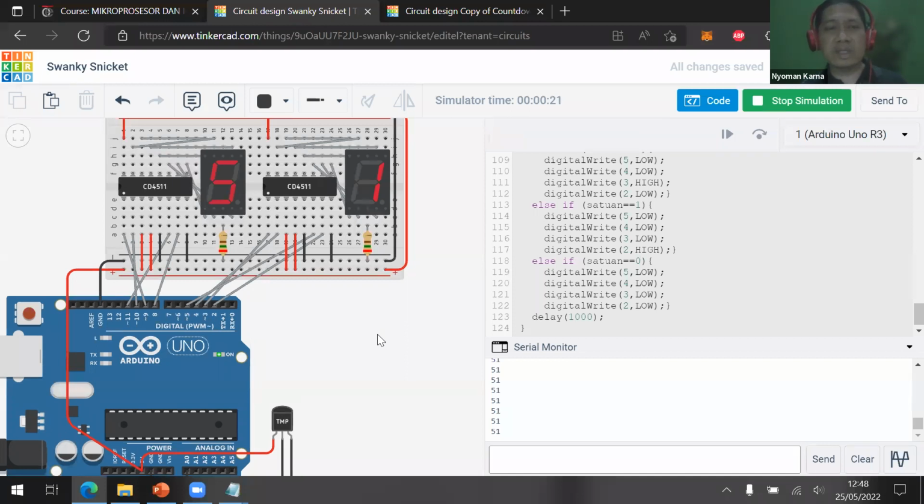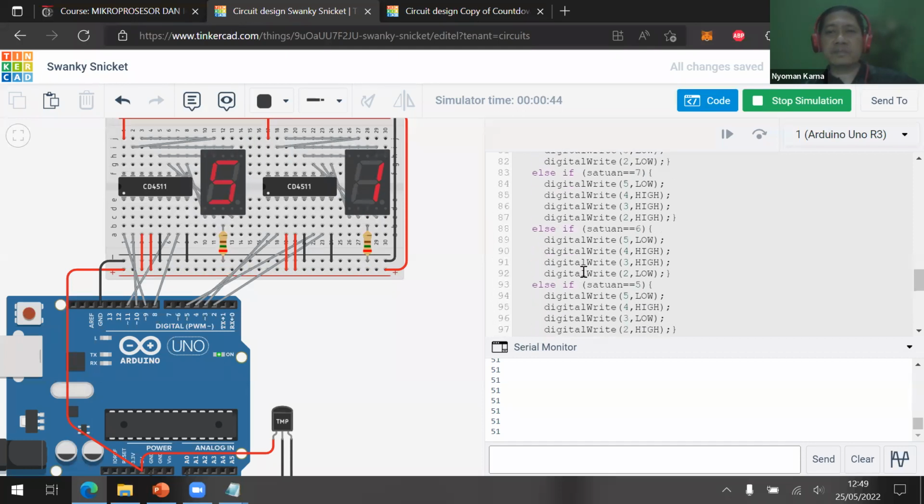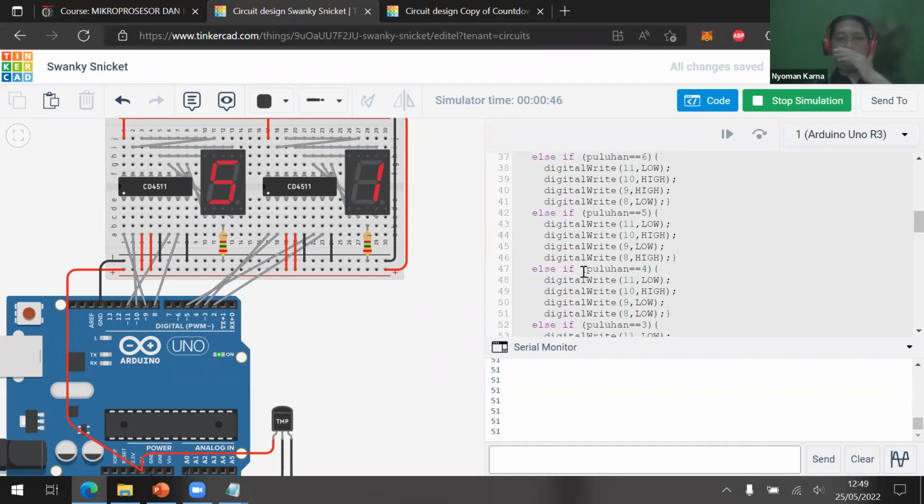However, the problem is one 7-segment needs 7 cable. And Arduino Uno has only 14 cable, and we already used D0 and D1 for serial monitor. So that means we are unable to use the 7-segment display if we are using the serial monitor.